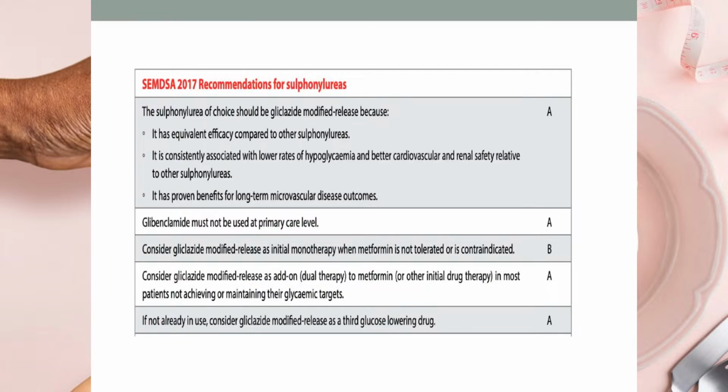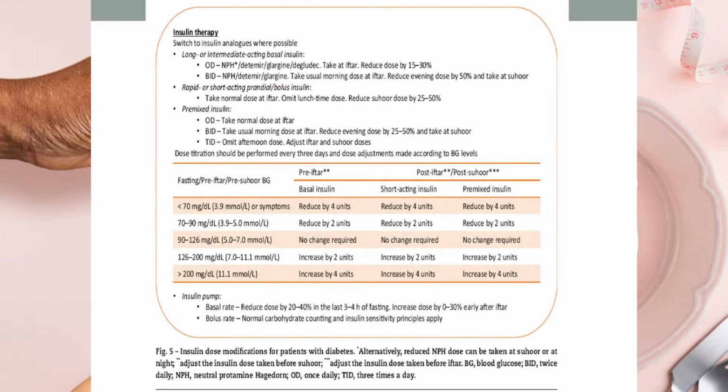So how do you adjust these insulins? This suggestion is made in such a way as to make it easy to remember. Whether it's your fasting or random profile, it doesn't matter which insulin you are using, if it is less than 3.9, then you ought to reduce the insulin dose by 4. If your glucose level is between 3.9 and 5, you reduce the dose by 2. If it's between 5 and 7, there's no change. Between 7 and 11, you increase it by 2. And if it is above 11, you increase it by 4.